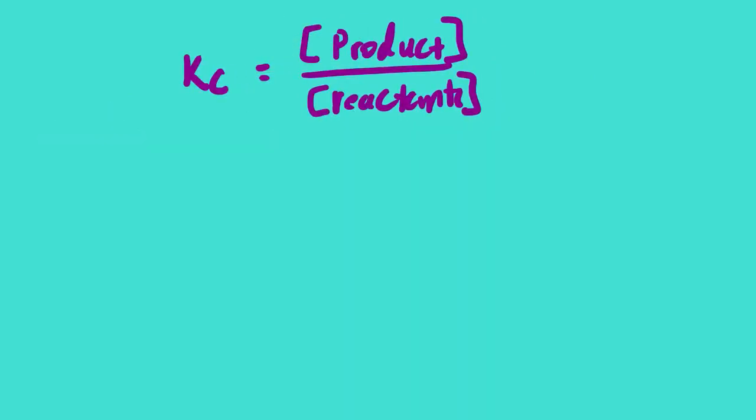We will be talking about Kc expression on the next lesson video where we have to calculate it. Now in this lesson video we are just going to be looking at expressions, how to write the expression of Kc. Now the general expression is Kc is equals to the concentration of the product over the concentration of the reactants.